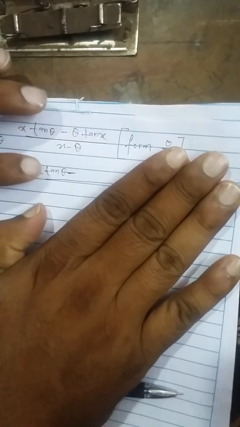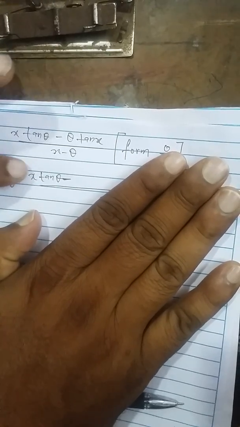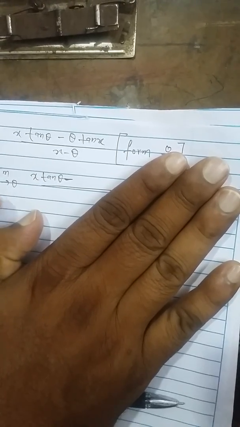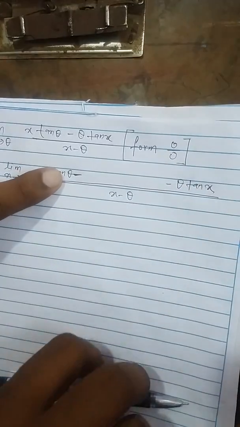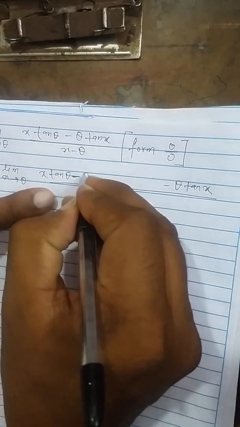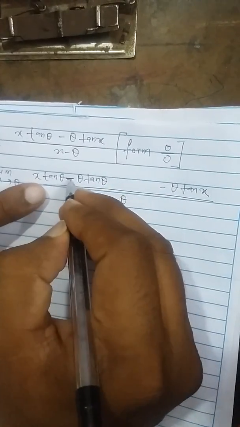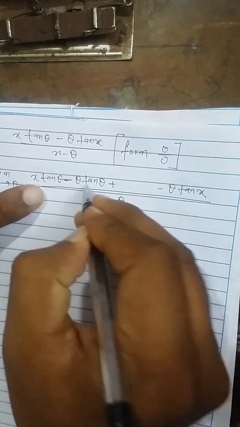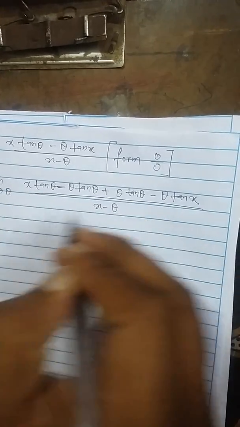Just consider the first term. What happens when you substitute x equal to theta here? If you substitute x equal to theta in the first term, it becomes how much? Theta tan theta. That must be subtracted, and to balance it, because you have subtracted, you have to add something, theta tan theta. That's the technique you have to remember.